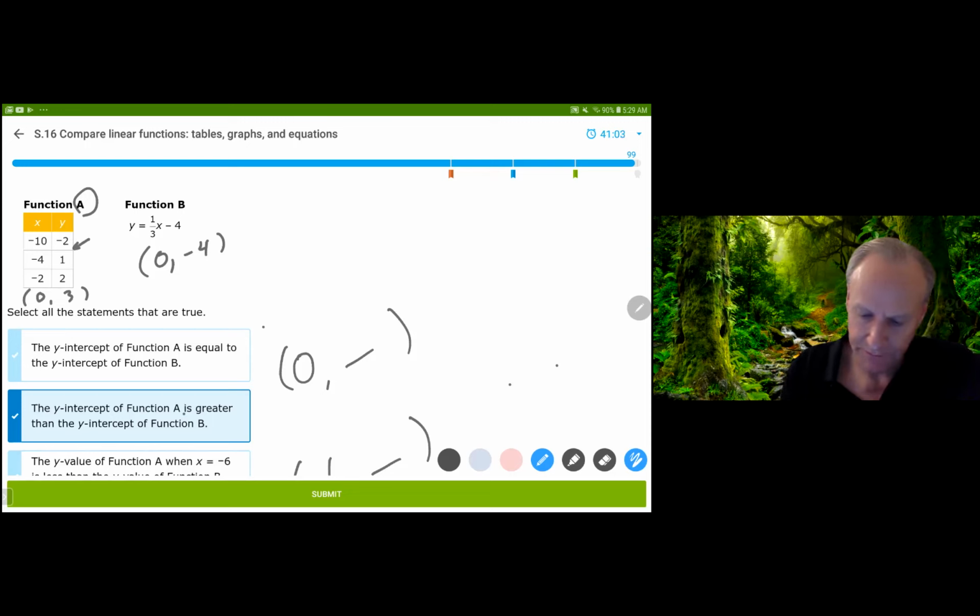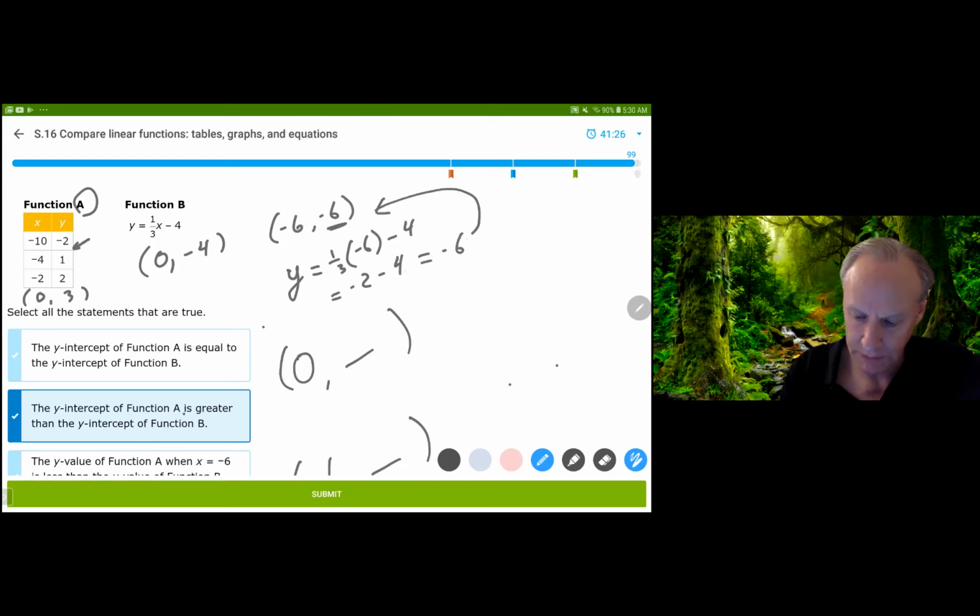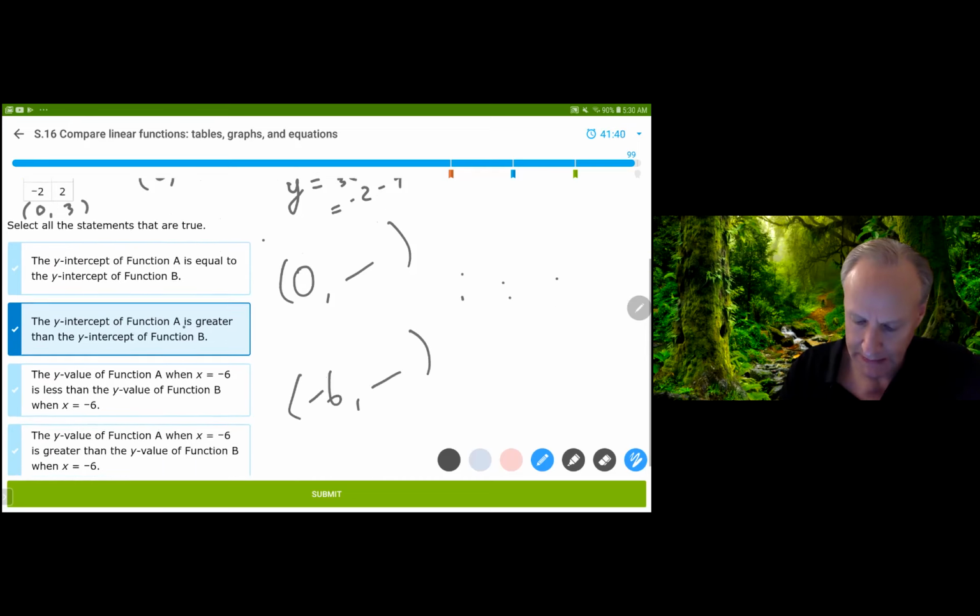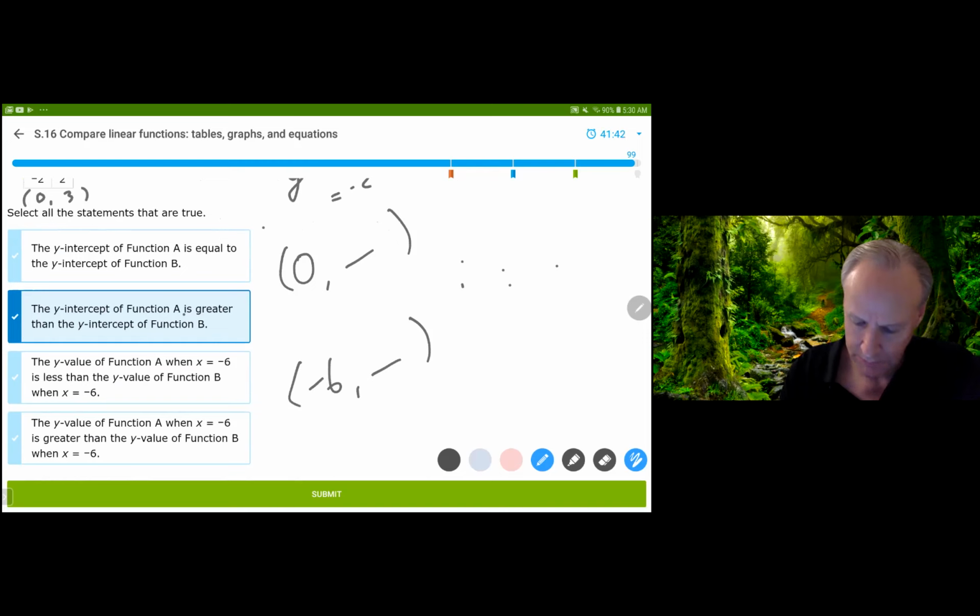This one, for -6, if I substitute it in, can everybody see I'm going to get -6 out? If you need to see it, it's this. I'm putting y equals 1/3 times -6 minus 4. This is -2 minus 4, which is, of course, -6. So that's my value, -6 over here. And this one, for -6, is between these two. Clearly, this one over A is much larger than for function B. So A has a larger value than B.